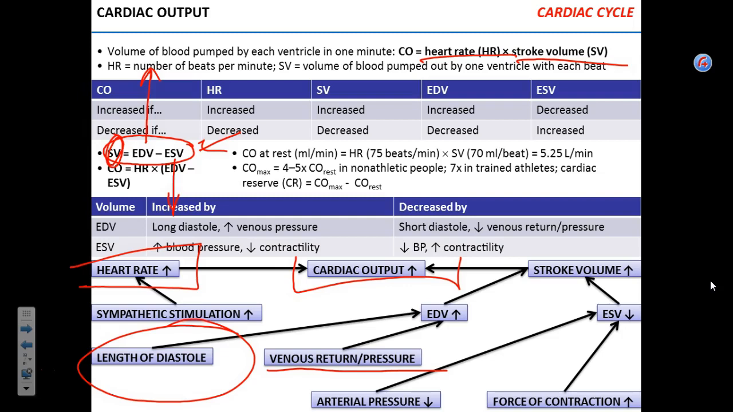That's the amount of blood that's left at the end of contraction. What do you need to do? Squeeze harder, right? You need to squeeze harder. That's one. So you increase contractility, you increase force of contraction. Does that make sense? There's option number 2.